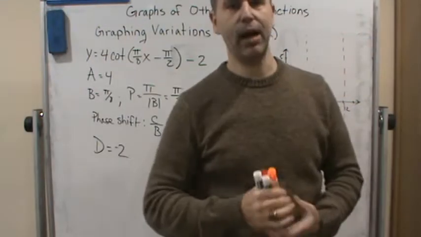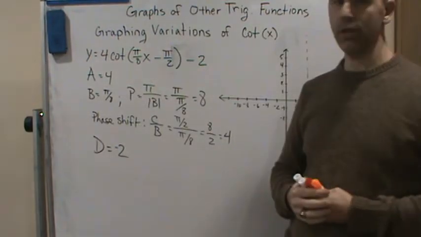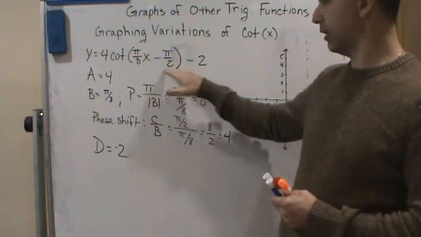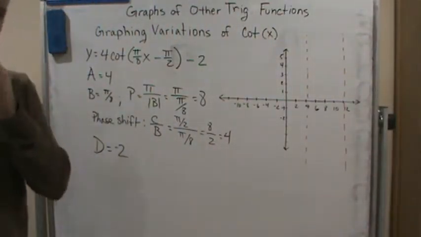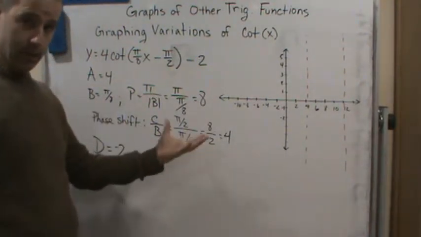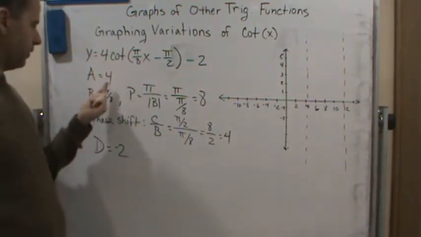Okay, so welcome back. Now we're going to do another one where we have a more general case of the cotangent function. Here we have a C and a D, so we've got a horizontal and vertical shift going on. Again, we just want to write up the general characteristics that are going to help us graph this. A is 4, so there's our stretch factor of 4.